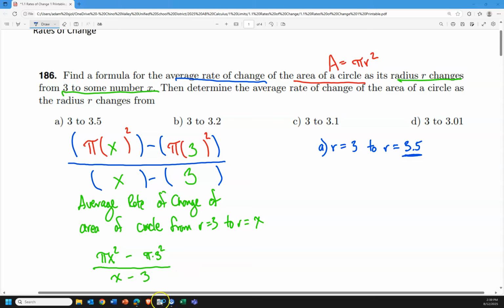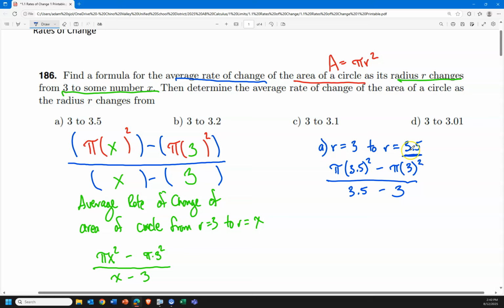So let's see if we can get the calculator going. Of course it starts on the wrong screen, but that's okay. While that's loading, I'm going to write what I would put into my formula. Instead of pi times x squared, I'm going to say pi times 3.5 squared minus pi times 3 squared over 3.5 minus 3. I think that's really nice and clear and obvious because I have this rate of change expression.